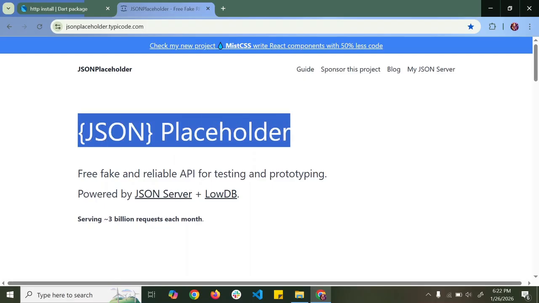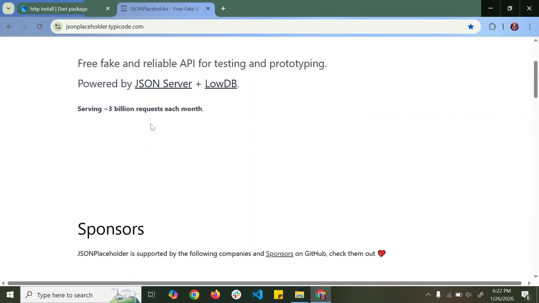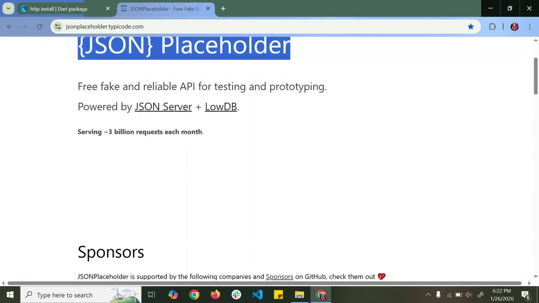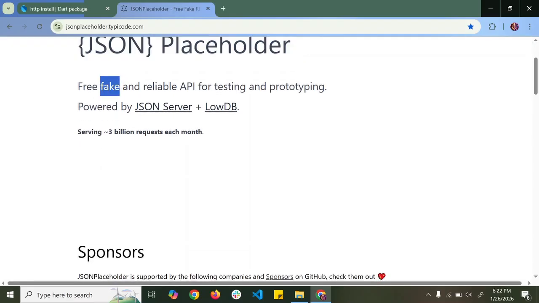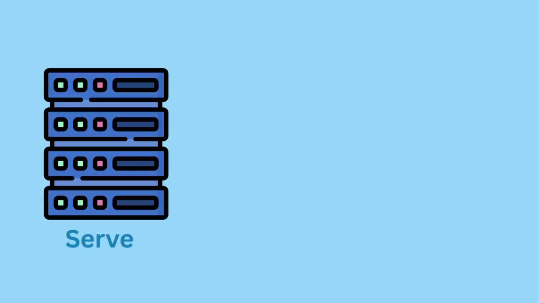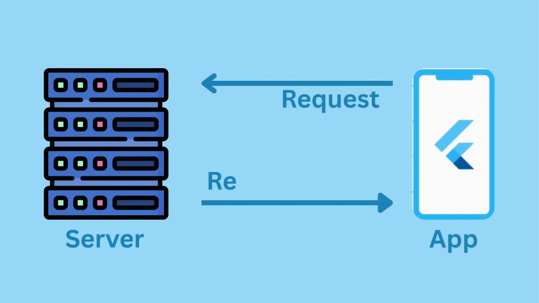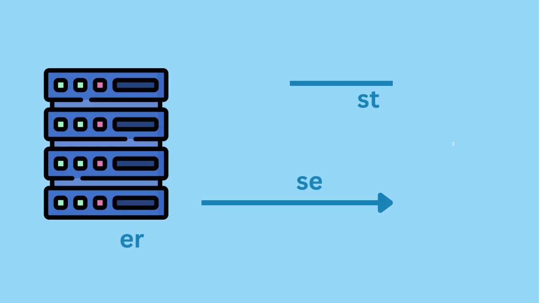It means it will give us a mock JSON that we can use to test whether the application works or not. It's like having a fake API that is running on the internet and you can get data back from it. So let's assume we have a server and we have an app that, whenever it needs some data, will make a request and the server will send us a response.